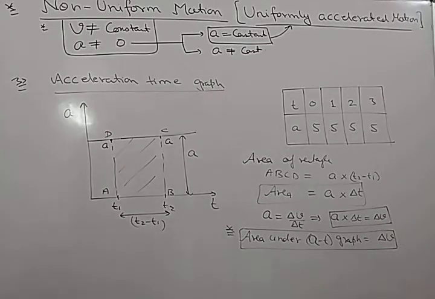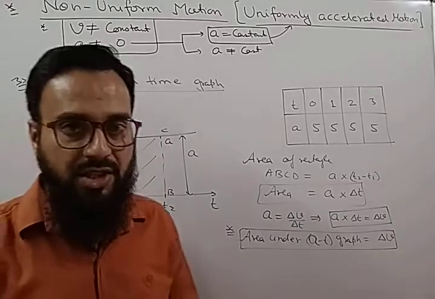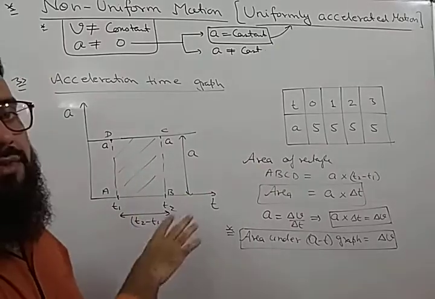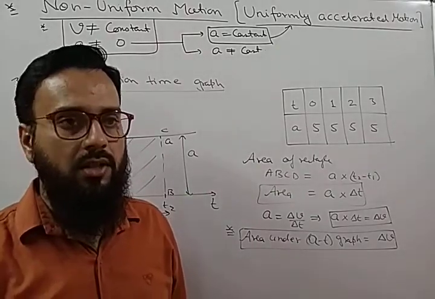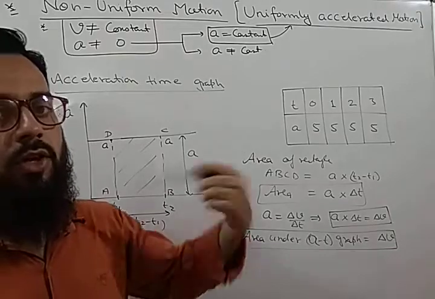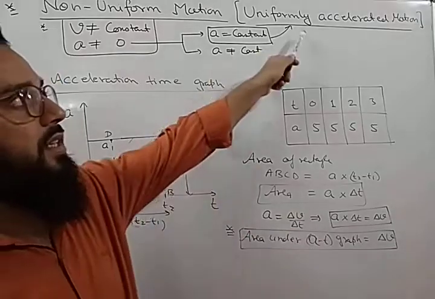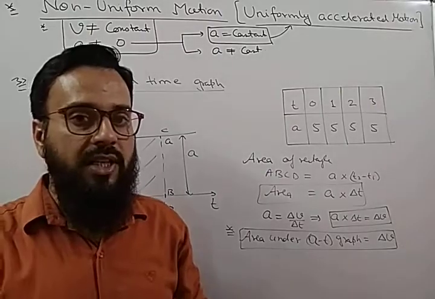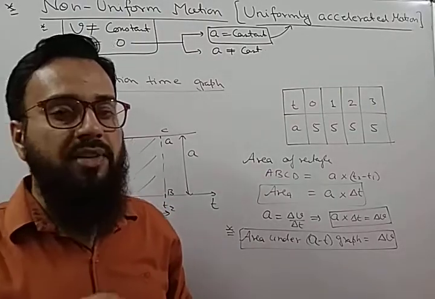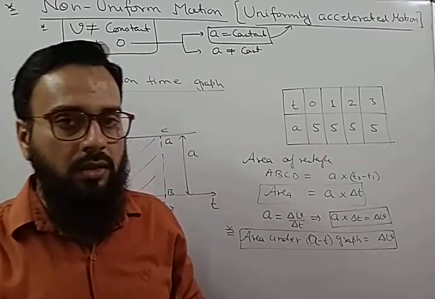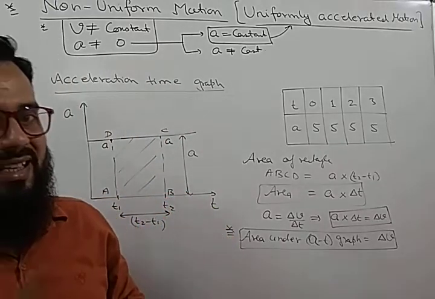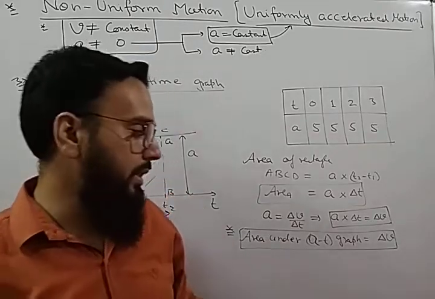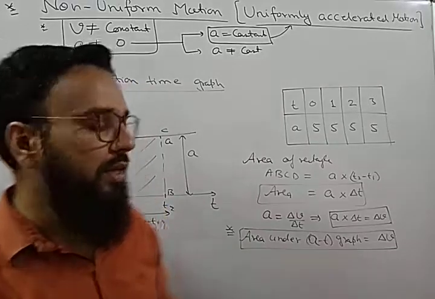Okay, so we have completed all the graphs which are in our syllabus. There are many more graphs also, but the main basic graphs we have discussed here. We have discussed all the graphs of uniform motion, then non-uniform motion, and the special case of non-uniform motion, uniformly accelerated motion. So we came to know that the slope of the displacement time graph gives us velocity. The slope of the velocity time graph gives us acceleration. Then the area of the velocity time graph gives us displacement, and the area under the acceleration time graph gives us velocity.